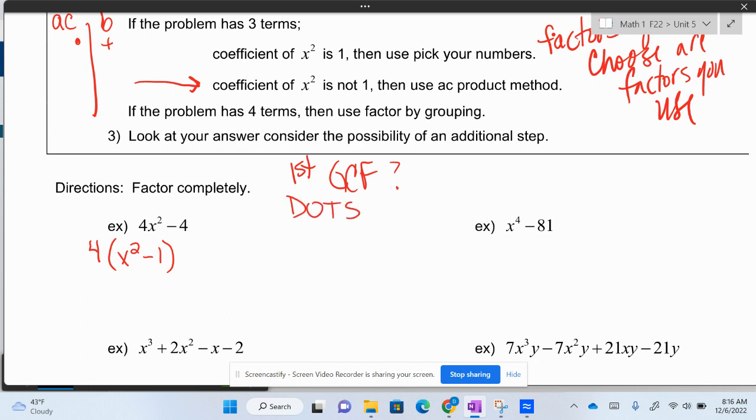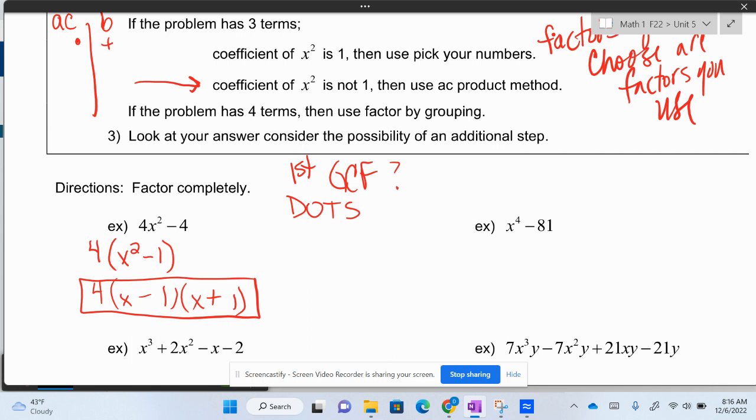I have 2 terms. Is x squared a perfect square? Yes, it's made by taking x times x. Is 1 a perfect square? Yes, it's made by taking 1 times 1. So I'm going to put a plus in one of the parentheses and a minus in the other. And don't forget to bring down your 4. What do you think? Okay with that?